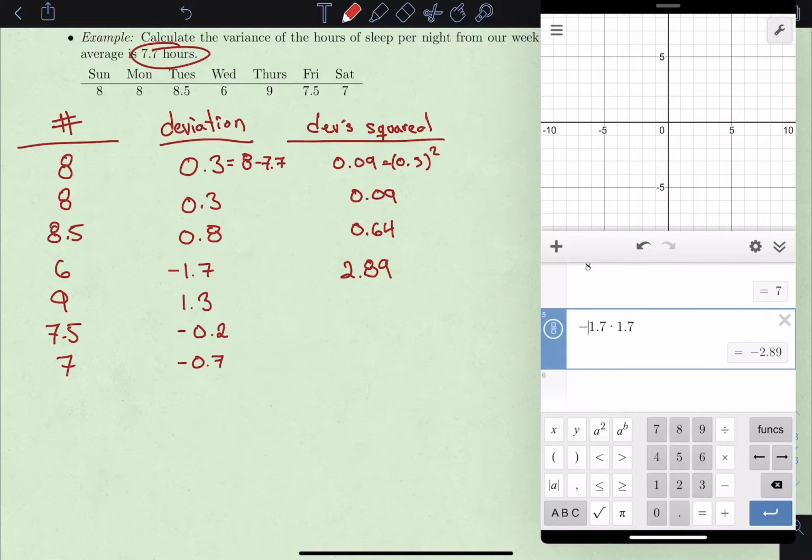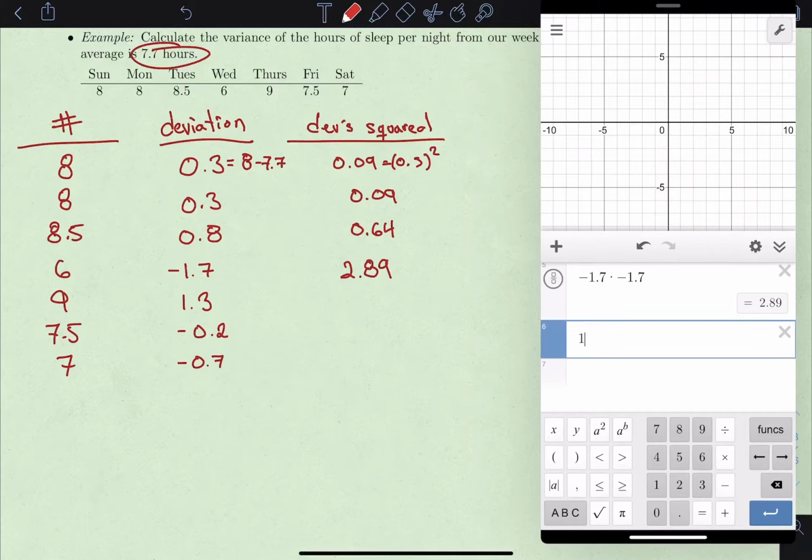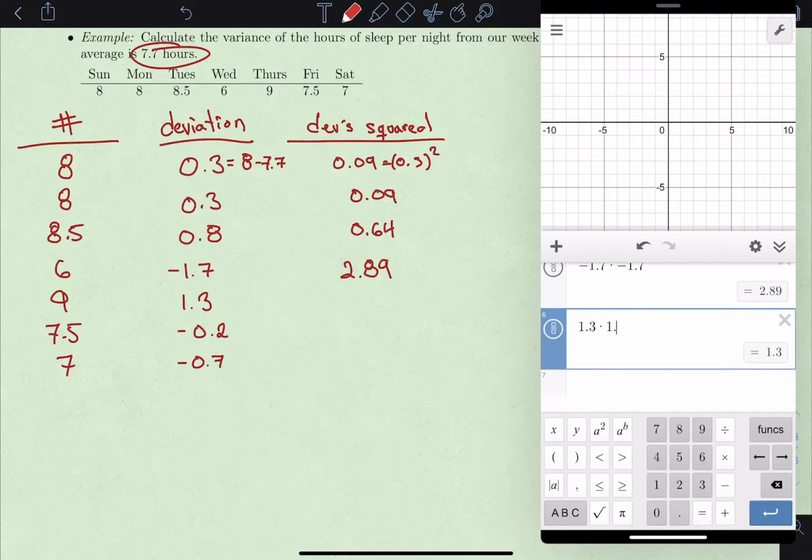Maybe you're keeping track of those. But a negative times a negative is a positive. And so that's actually the reason why we're squaring these to begin with, is to get rid of the minus signs on the deviations. And we'll have 1.3 times 1.3. If you remember your times tables, 13 times 13 is 169. So 1.3 times 1.3 is 1.69. We're going to have a negative 0.2 times negative 0.2 will be 0.04 and 0.49. Now, variance is just the average of these numbers.